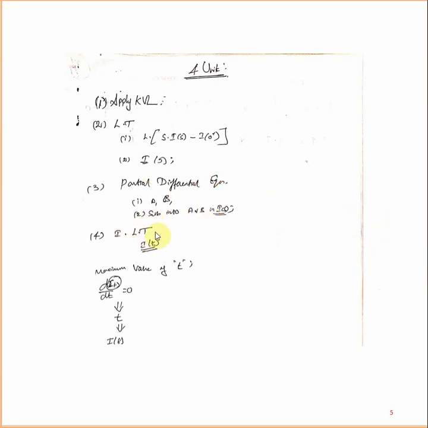Step number 4: inverse Laplace transform. Only the 4 steps. So step number 1 is KVL, same as previously. Step number 2: Laplace transform. Step number 3: partial fractions. Step number 4: inverse Laplace transform. Only 4 steps you will apply.